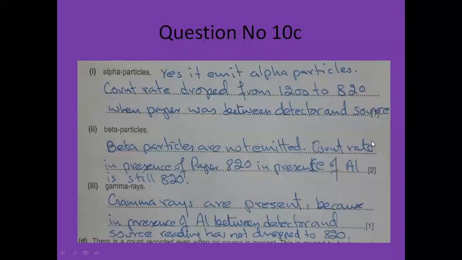Yes, it emits alpha particles. Count rate dropped from 1200 to 820 when paper was between detector and the source, and alpha particles cannot pass through the paper. Beta particles are not emitted. Count rate in presence of the paper is 820. In the presence of aluminum it is still 820, which means that beta particles are not given out. Gamma rays are present because in presence of aluminum between the detector and the source, the reading has not dropped below 820.